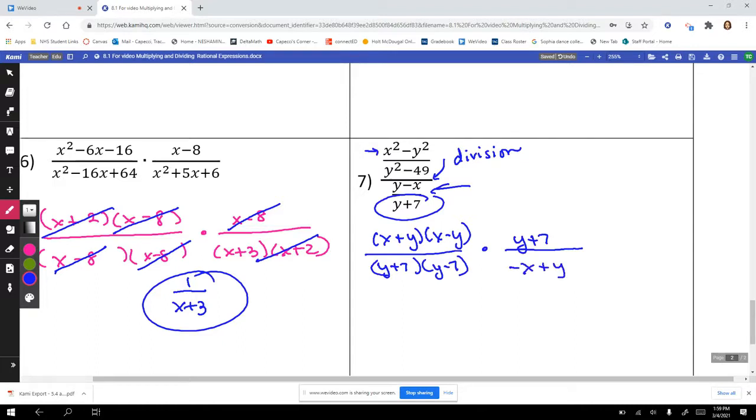Now again, I start to notice things. So I can simplify my y plus 7. And I notice that if I were to factor out this -1, right, we always want our leading coefficient to be positive, that I can then cross off my x minus 1 and x minus 1. Okay, so I am left with my numerator is x plus y. My denominator is y minus 7, and this -1 I'm going to put right in front of my fraction bar.